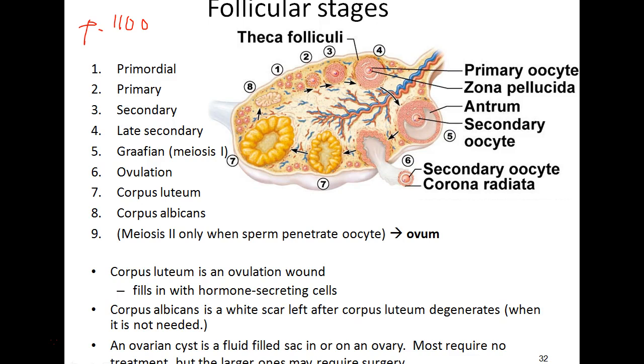And then we also have some connective cells that surround that as well. These connective tissue cells are going to secrete androgens, which are converted to estrogen by the granulosa cells. Thus, the primary follicle secretes estrogen.